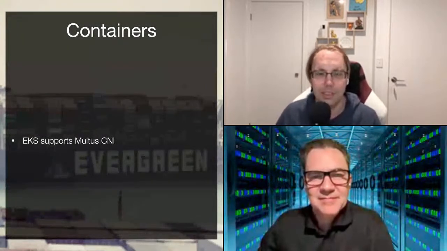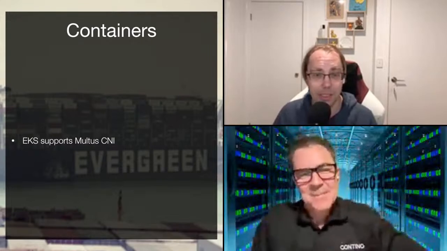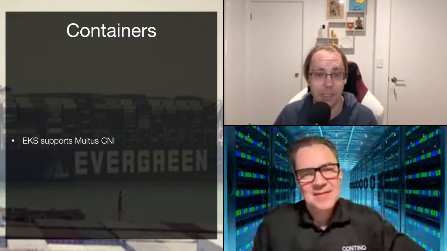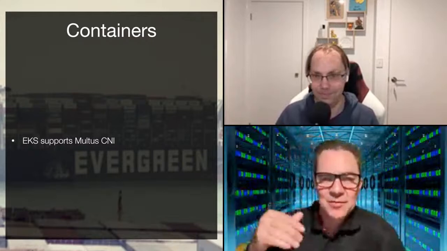Then containers. It was kind of a quiet month in regard to containers. The only thing that really came out is that EKS now supports the Multus CNI, which basically means that you can attach multiple ENIs to a pod. Which again is another layer of complexity for Kubernetes. It's fun to have that, but it's another kind of abstraction layer. We're going to be able to attach multiple ENI interfaces to the same pod.